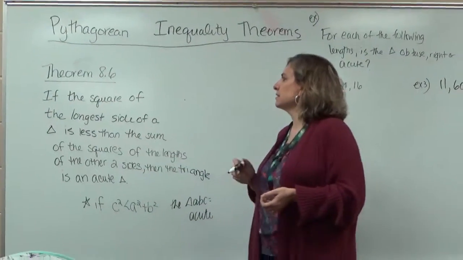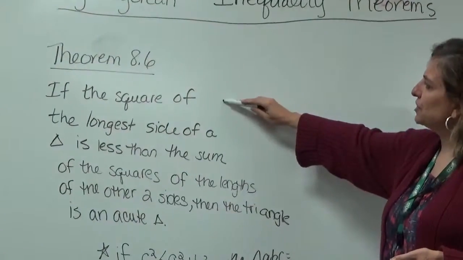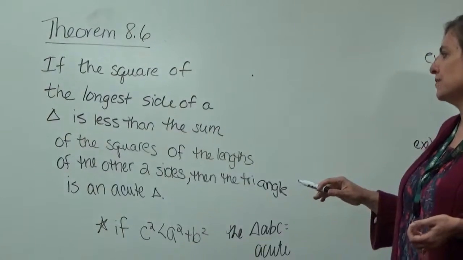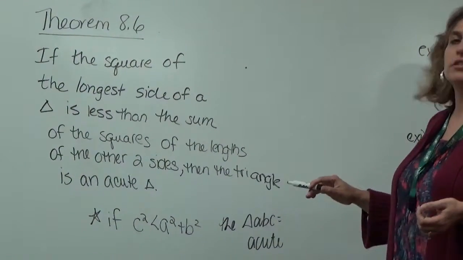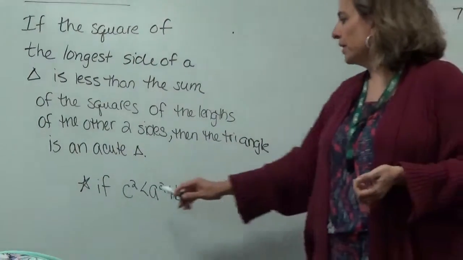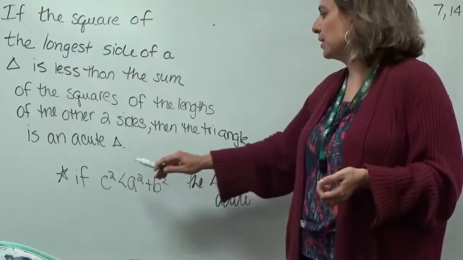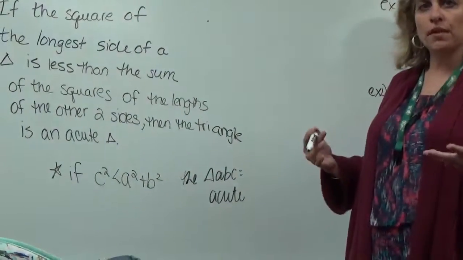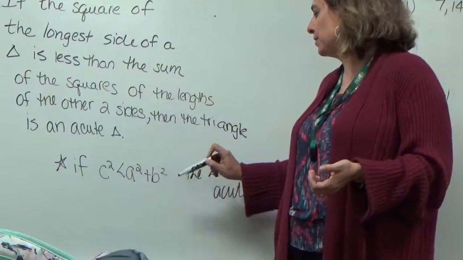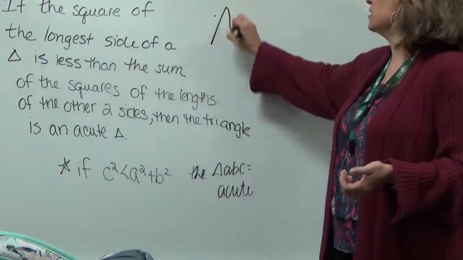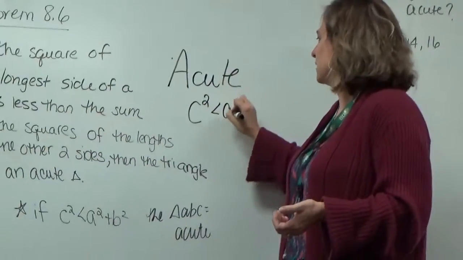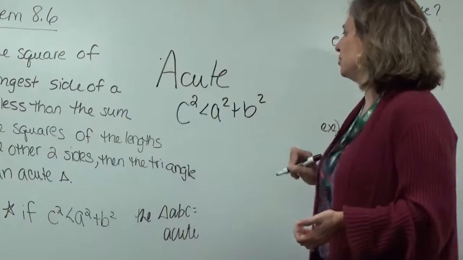Theorem 8.6. This says, write this down. If the square of the longest side of a triangle is less than the sum of the squares of the lengths of the other two sides, then the triangle's acute. So we can tell if the triangle's acute by the lengths of the sides. What you're going to do is figure out a squared, b squared, and c squared. When you do all that, if c squared is less than those two combined, a squared plus b squared, you know it's acute. So this is an acute triangle. And I'm going to write it again: when c squared is less than a squared plus b squared, it's acute.